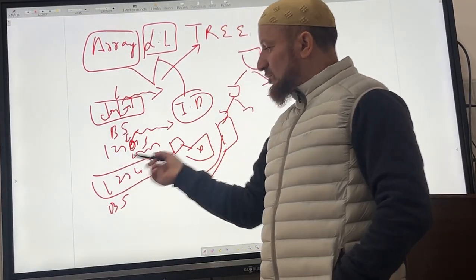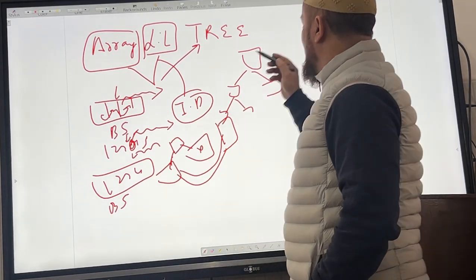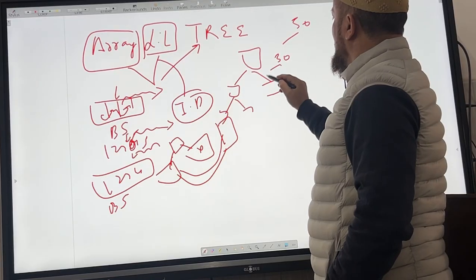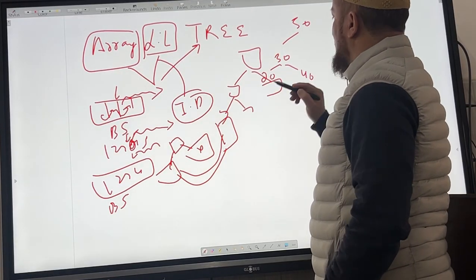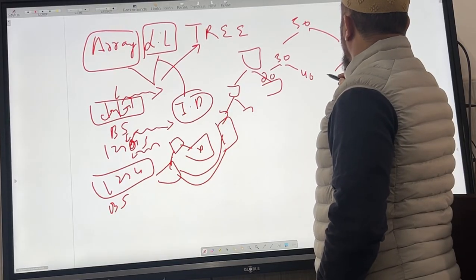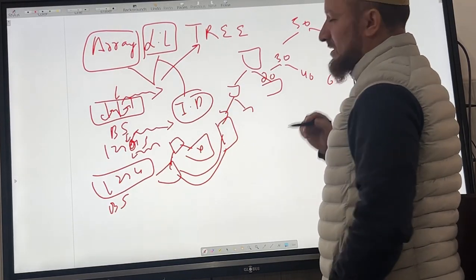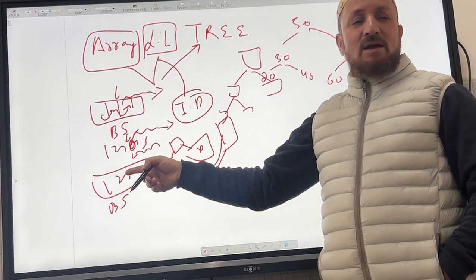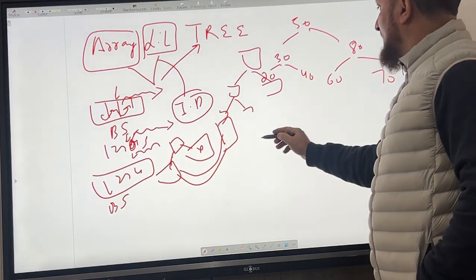If we have a sorted array, we could have a tree like this. Like we have 50 here, then maybe 30 here, 20 here, 40 here, right? Now we have 80 maybe here. Now 60 is here, 70 is here. Initially it was arranged in the array, as a sorted array like this.